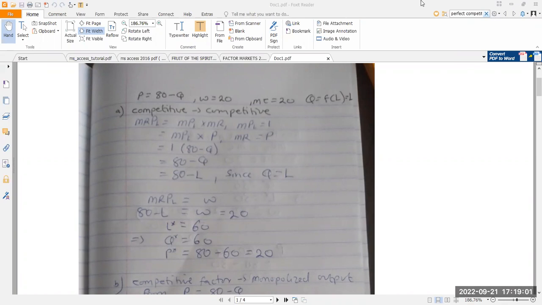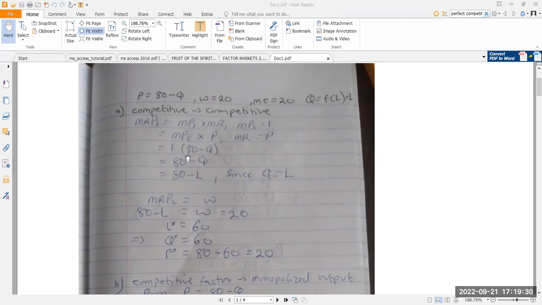Since Q is equal to L, then we replace the Q with the L. Yes. So it becomes 80 minus L. But what I'm trying to say is that it's not always that Q equals L. Okay, it's possible that you'll be given Q is equal to 2L. If Q is equal to 2L, it's just substitution. So wherever you see Q, you put 2L. So this one would have been 80 minus 2L.